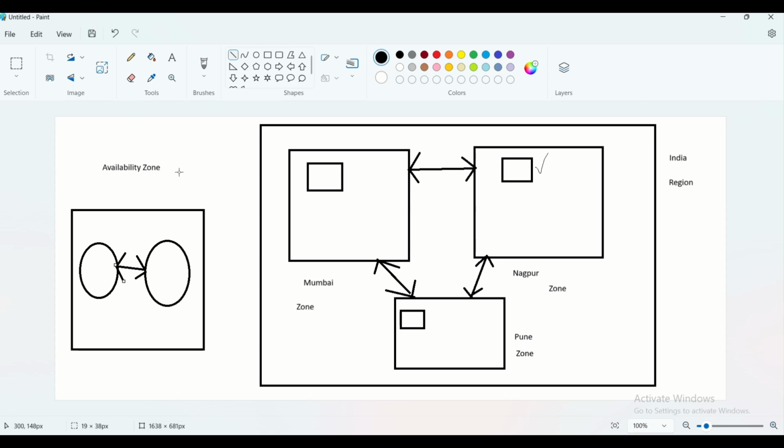It depends on the region. Microsoft itself provides certain region information. For example, if you consider this region, it has this many zones; if you consider that region, it has this many zones. Like that, Azure already provides the list of regions with availability zones.